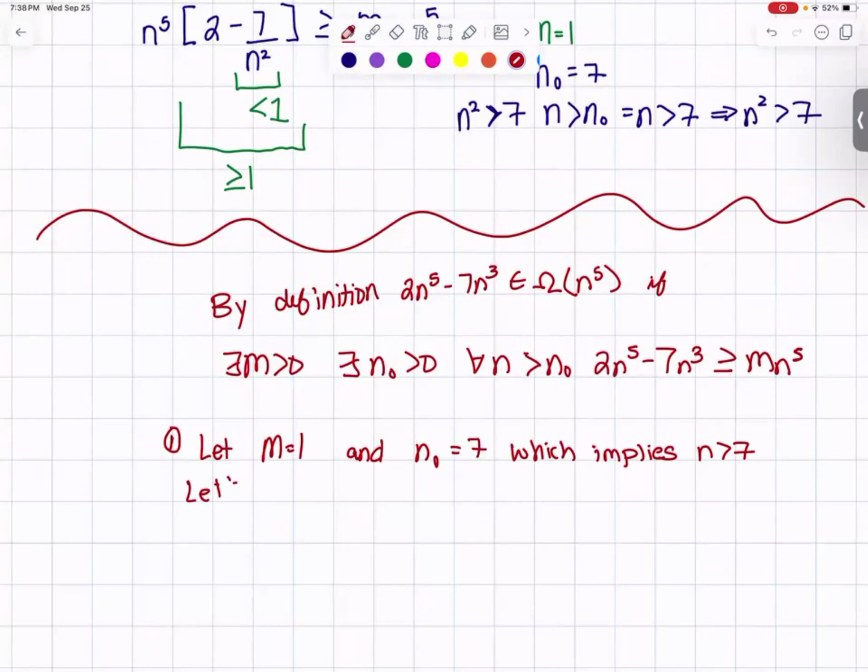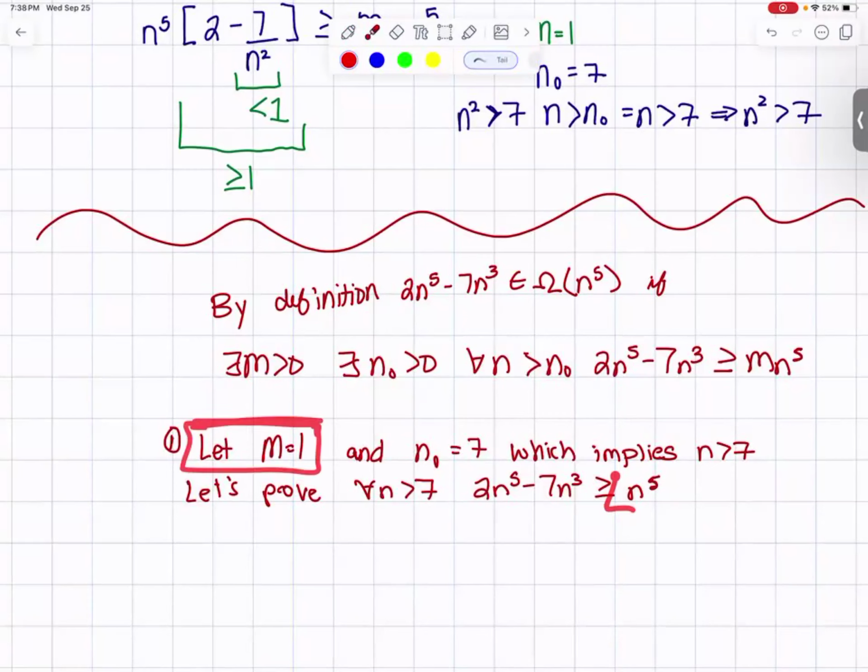So let's prove that for all n greater than 7, 2n to the 5 minus 7n cubed is going to be greater than or equal to n to the 5. So how are we going to go about doing this? Let's let n be some arbitrary value. I will say that the reason that m disappeared right here is because that m is just the one that's sitting there, because we did say let m equal 1. So we could actually just slot the 1 in there, and now it's gone. Just as a general understanding of what I just did there.